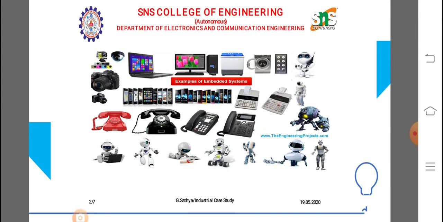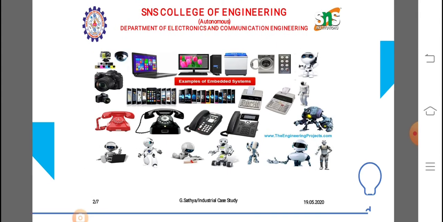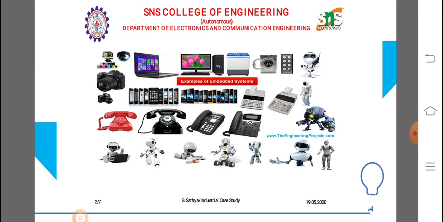So this slide shows all the consumer electronic devices in our home, that is laptop, printer, washing machine, fridge, robots, mobile phones, camera, printer system, telephone unit, billing systems, everything comes under consumer electronic devices. So we will discuss one by one. What are consumer electronic devices, and why do we need them? We will discuss.